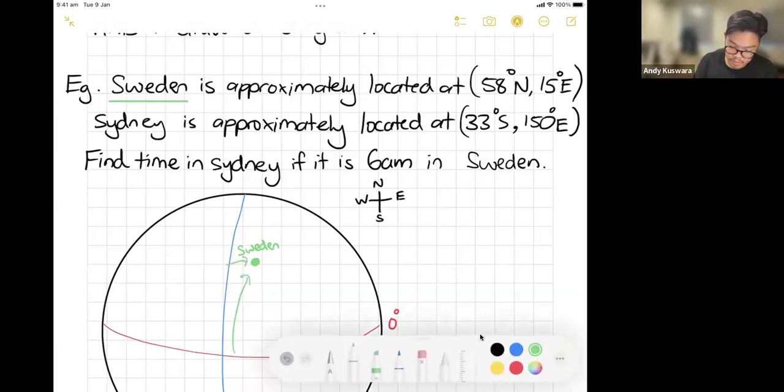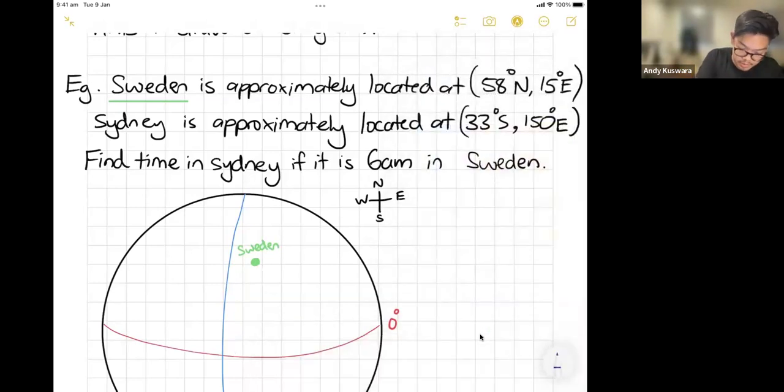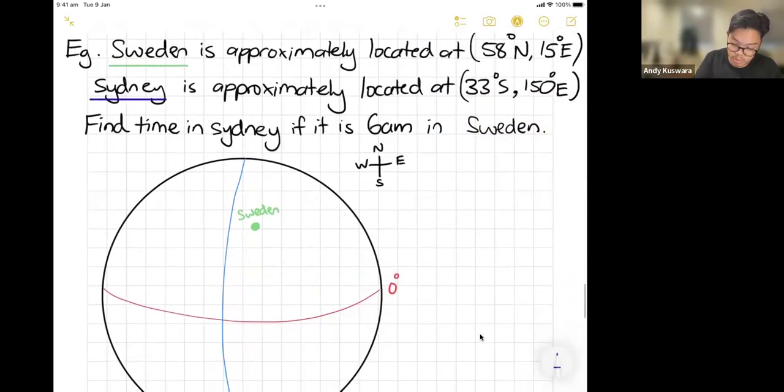Now, I'm going to do something similar for Sydney. It says approximately 33 degrees south and 150 degrees east. Let's pick a different color. All right, let's go to Sydney. Sydney is 33 degrees south, so that means it's below the equator, and 150 degrees east, so it's fairly far on the other side. Let's say that this here is Sydney.